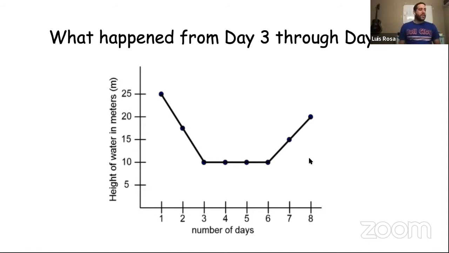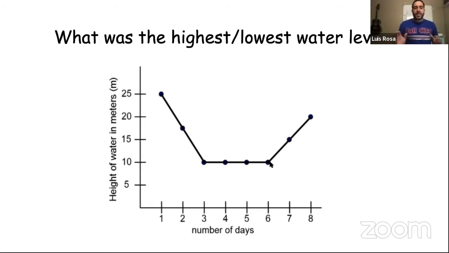What happened from day 3 to day 6? When I'm looking at day 3 and day 6, I see that the line went flat. So what happens during those 3 days, or 4 days, I'm sorry, is that the water level just didn't change. What could have happened? Well, maybe it just didn't rain, right? Maybe they didn't use any water during those days and the water level just stayed the same. It just stayed at 10 meters.